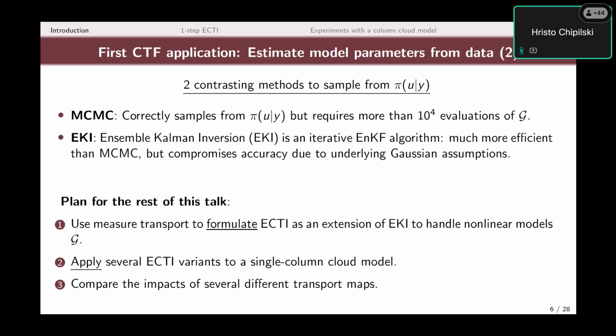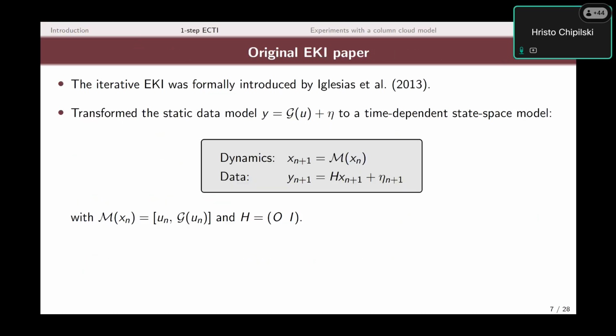So in this work, we would like to address this optimality gap by formulating methods using measure transport and really creating an ensemble equivalent of the conjugate transport theory that I introduced earlier for handling nonlinear models. We will apply this to a single column cloud model as the first implementation and study the impact of different transport maps.